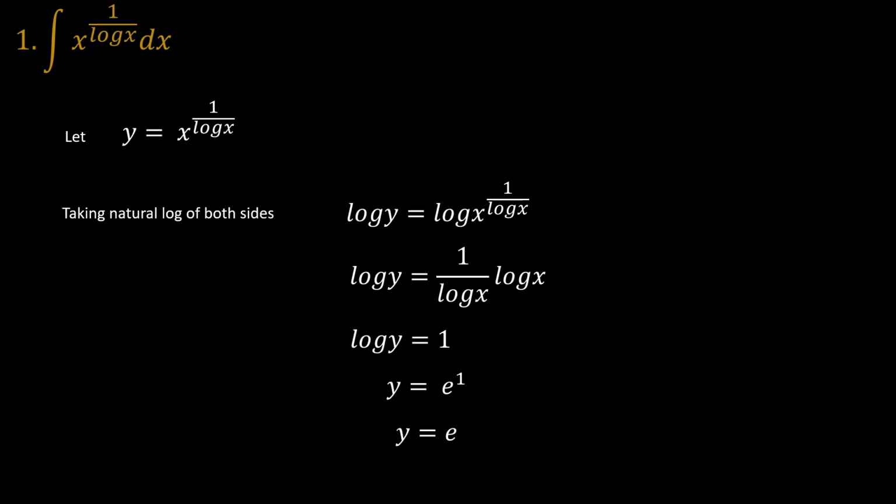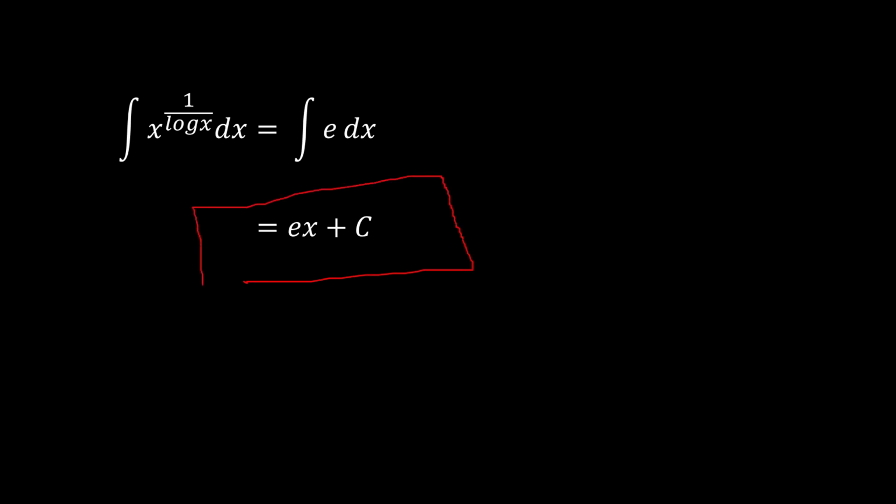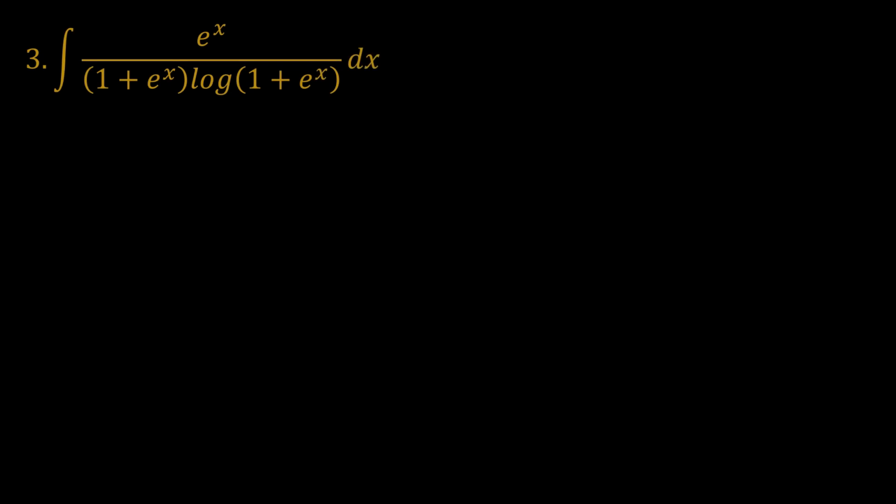So essentially what this means is that our integral of x to the power 1 over log x is the same as just the integral of the constant e. And so our answer is ex plus c, and this is the answer. As simple as that. Then going on to the next problem, the integral of e to the power x over 1 plus e to the power x times log of 1 plus e to the power x.